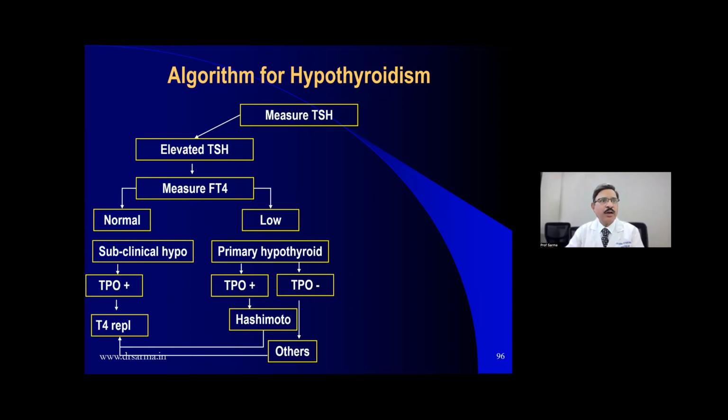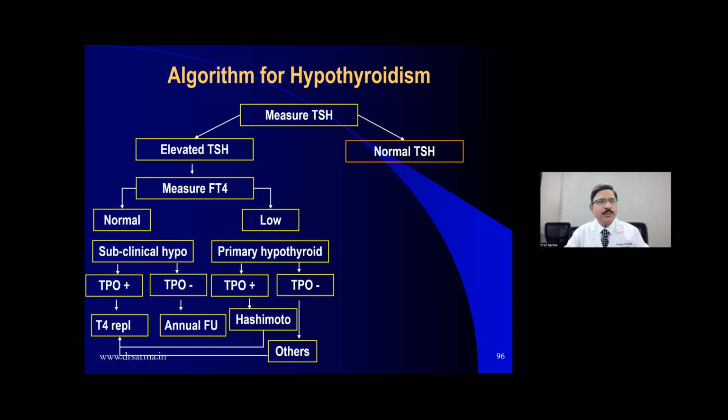We have to treat pregnant women for risk of mental retardation, and people who have a family history of hypothyroidism in the female members. Okay. Now, TPO negative, what do you do? Patient is TPO negative, non-pregnant, no family history. Every year you keep on following. The moment they become hypothyroid, you treat. That's okay.